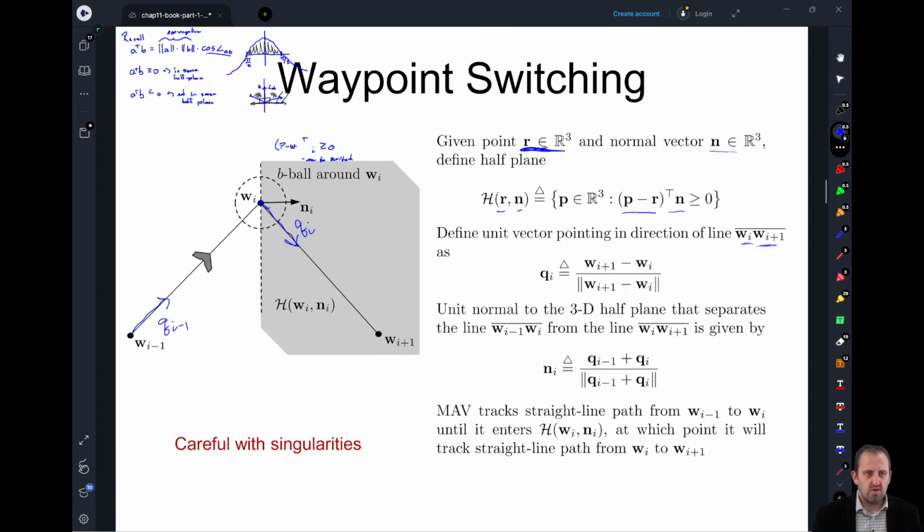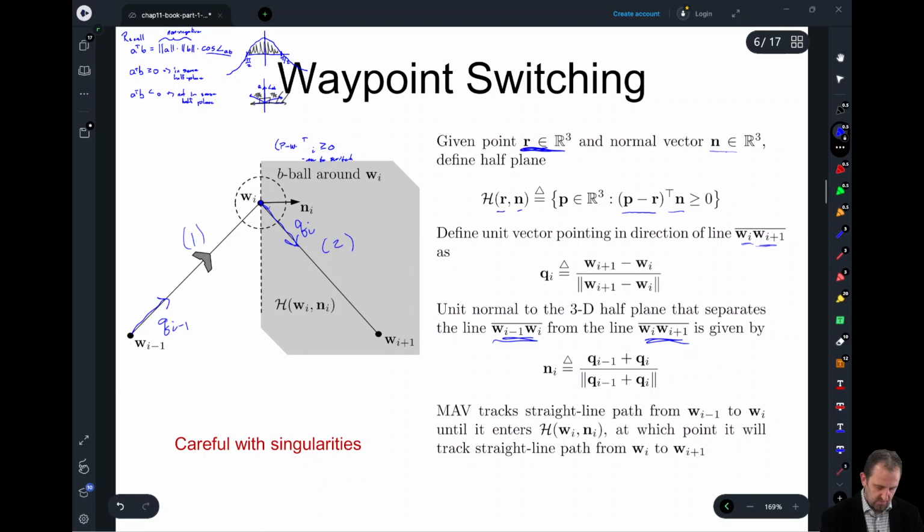Okay, so the unit normal to the 3D half plane that separates this line from this line, so we're looking at line 1 and line 2, is given by, and we can define this normal as, the average of qi minus 1 plus qi. We're adding them together and then dividing by the magnitude. So we're taking the average vector of the two. That's how we define this Ni.